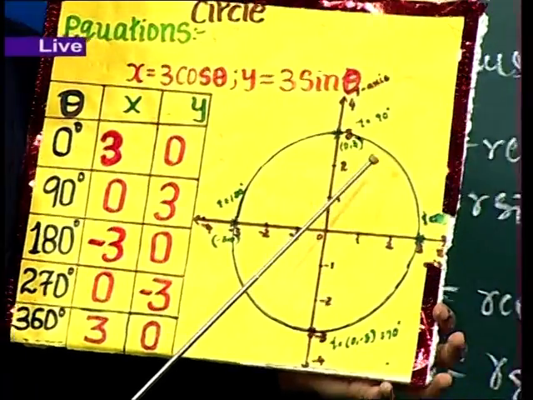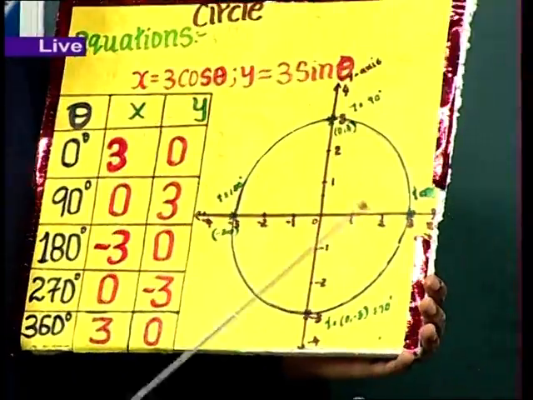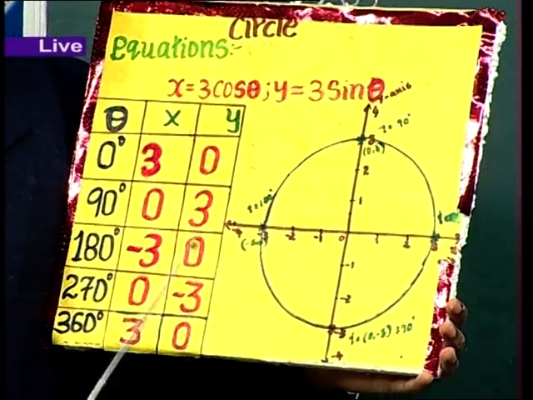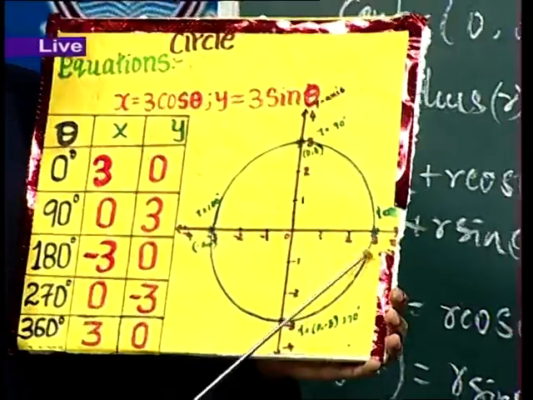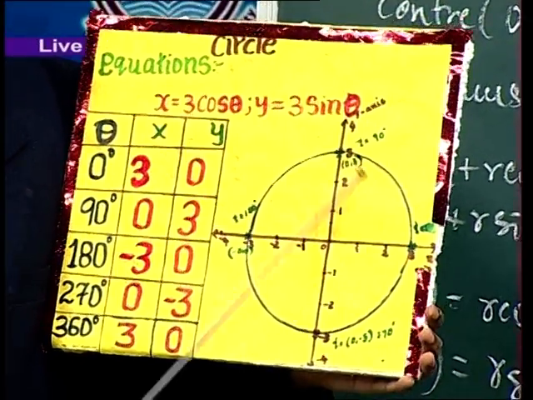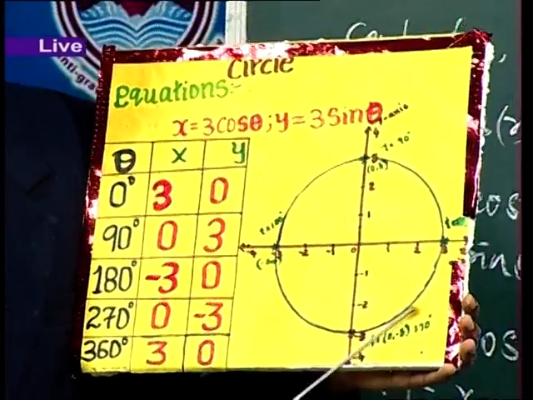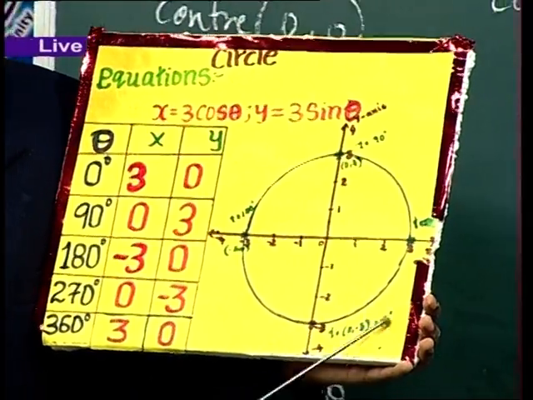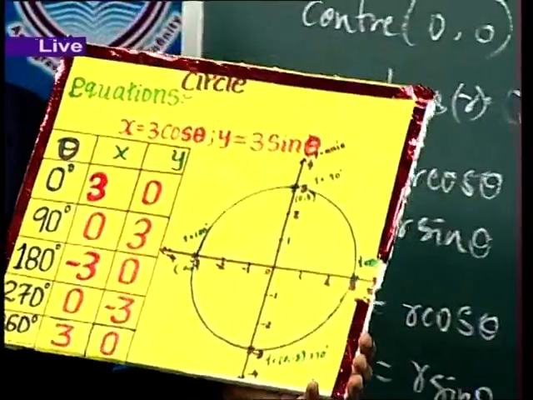Are you observing, friends? Yes, we join these points. By joining the points, what are we observing here? Yes, here we are observing a shape, that is a circle shape. Here it forms a circle. It is a circle. So, by this what do we get?